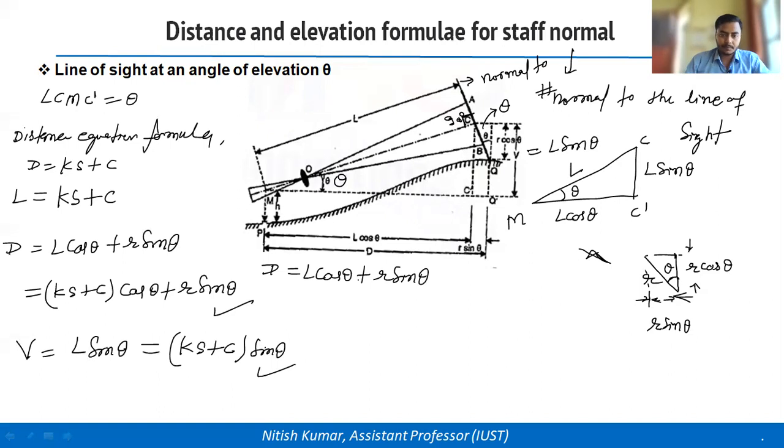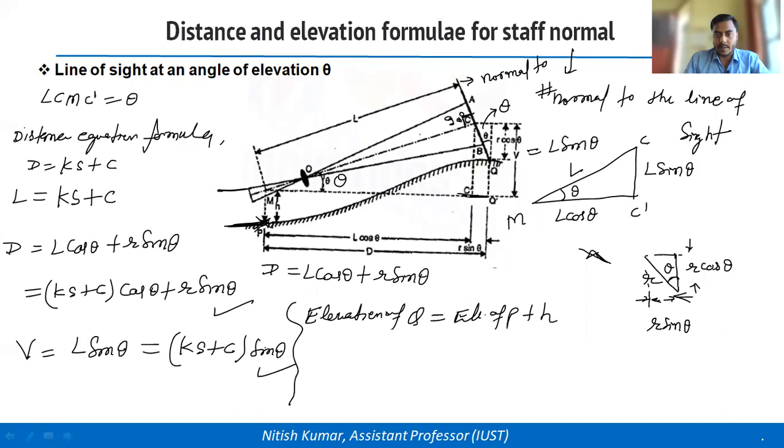So now we have the D and V in the case of when the staff is kept normal to the line of sight. Now, suppose the elevation of P is given, so we can calculate the elevation of Q. The elevation of Q will be equal to the elevation of P. Once you are saying elevation of P, you are at this point. Now we will add H. This is a horizontal line. So elevation of P plus H, we got the elevation of this point, C dash. Now we will add the V. So by adding the V, we will get the elevation of C.